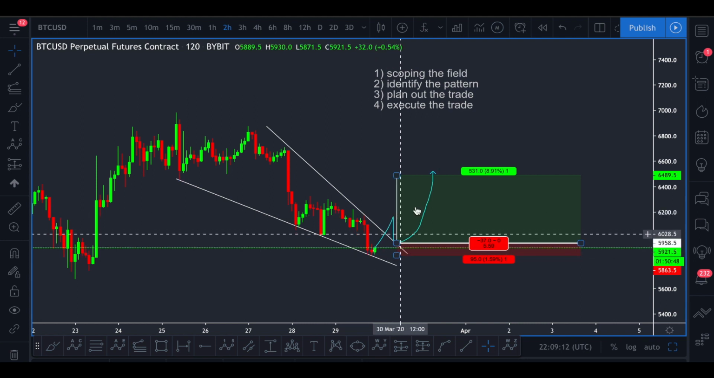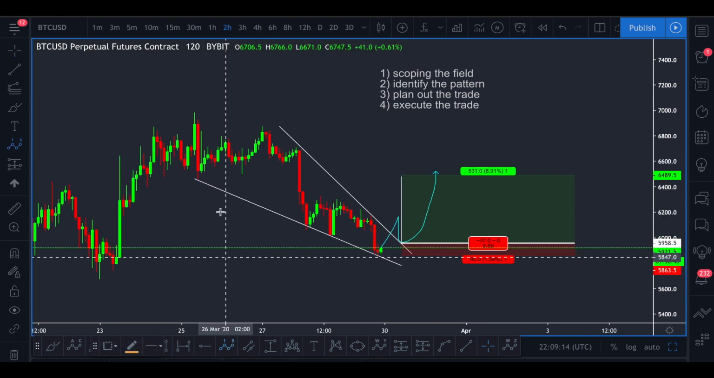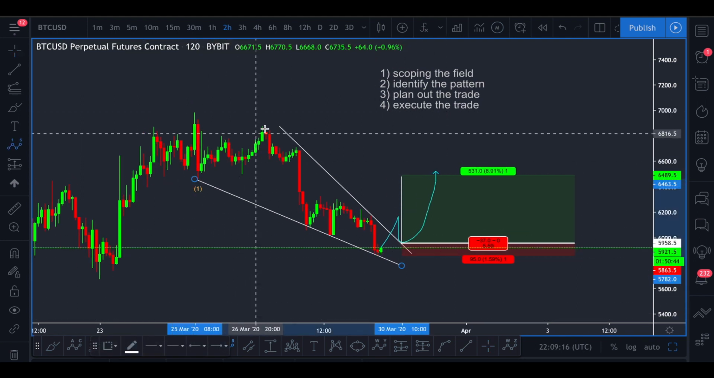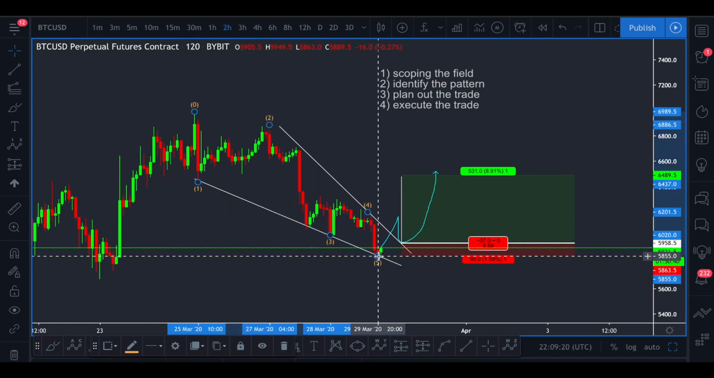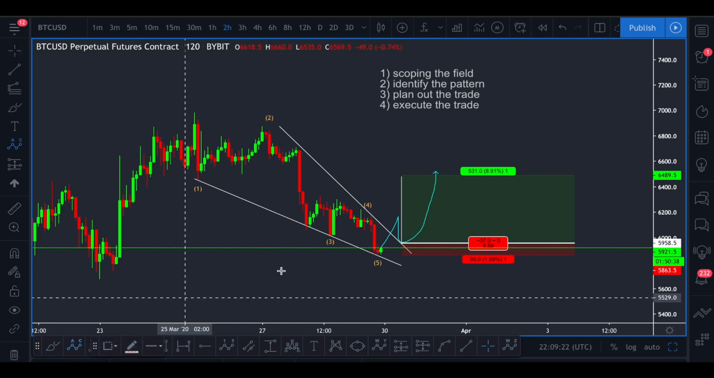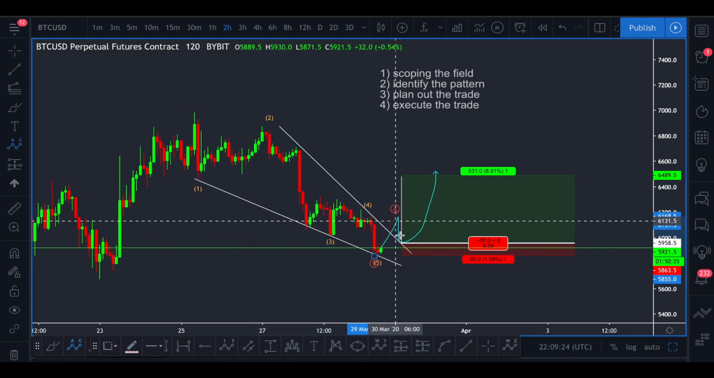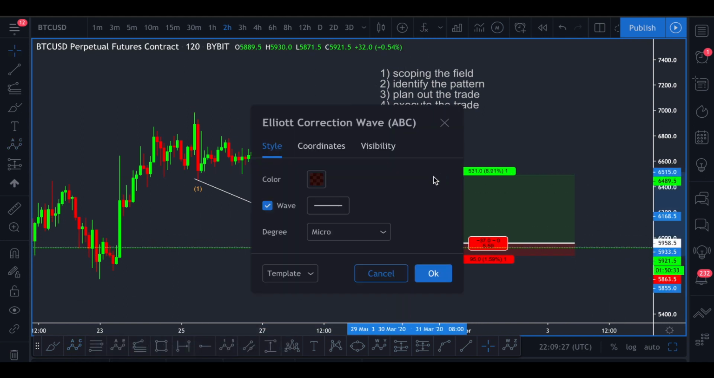We're going to look for an ABC move up. If you wanted to add Elliott waves into this, this would be counted as a simple 1, 2, 3, 4, 5 waves down. And most likely this is going to be followed up with an A, B, C move up.